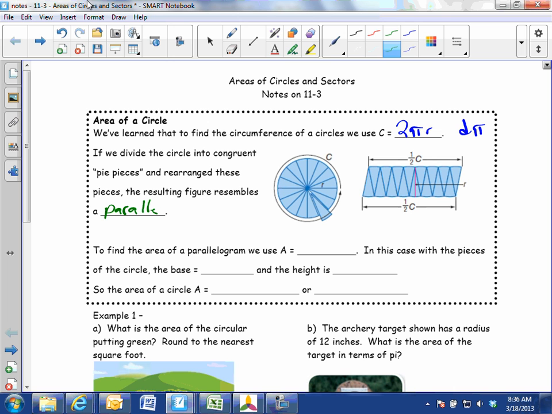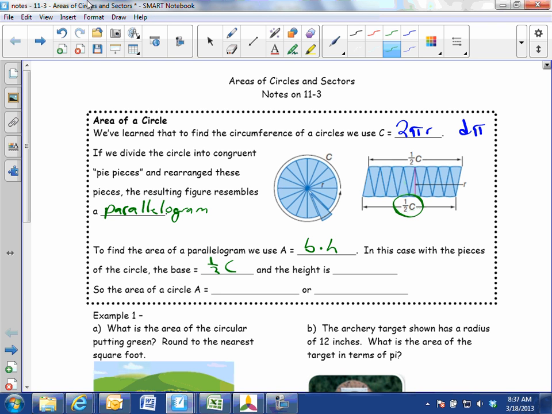I know it's been a while since we talked about parallelograms, but how do we find the area of a parallelogram? Base times height. Okay, so if we're looking at these pie pieces, if we're looking for base and height, what's the base of this parallelogram made up of pie pieces? Half what? Half C. Half the circumference. Okay, why? Why is it half the circumference? Where does that come from?